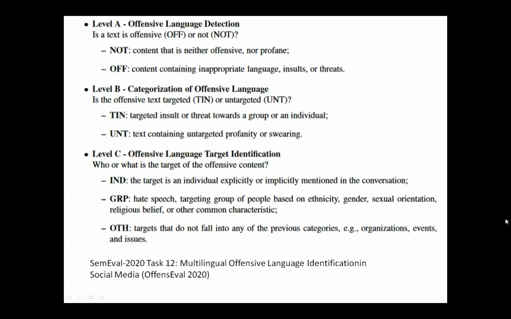Okay, so according to this context, the hate speech division, they are categorizing into three levels actually.